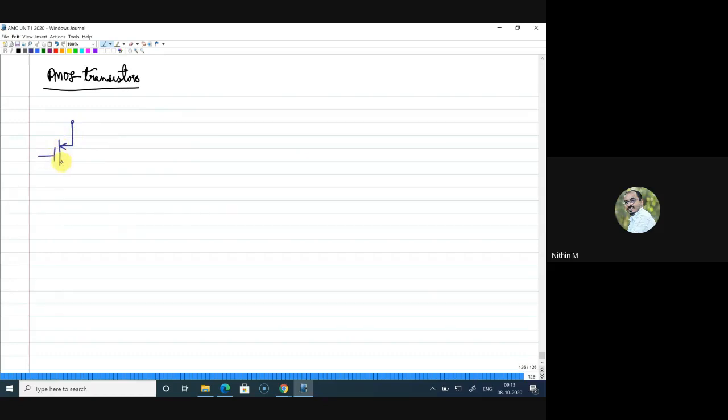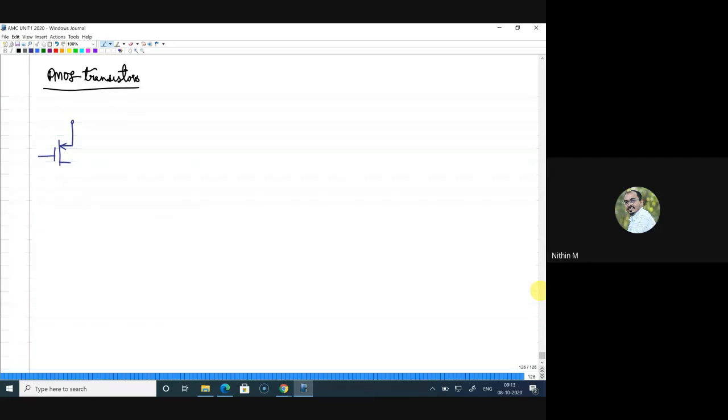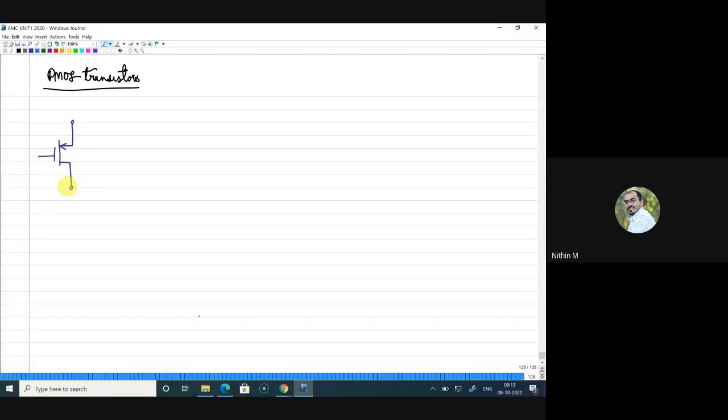Structure wise, I hope you are clear for PMOS transistor. You will start with an N substrate and you will diffuse P plus regions. So that will be the structure. Now if you look at the terminals, this will be the source terminal, this will be the gate, and this will be the drain.